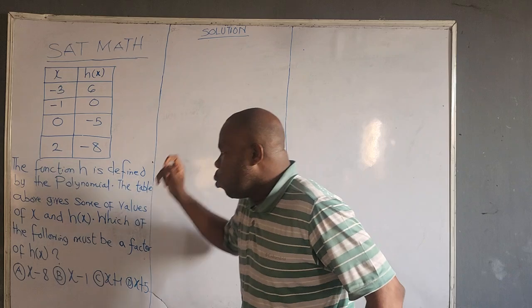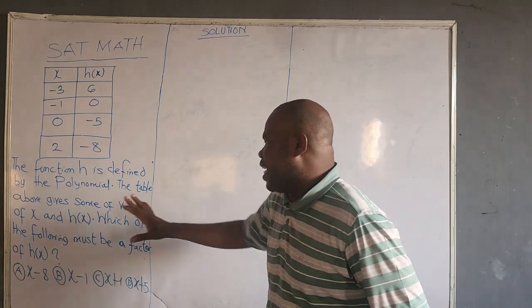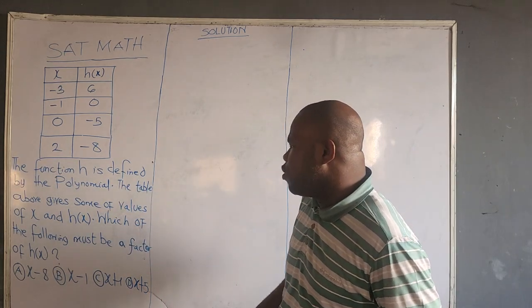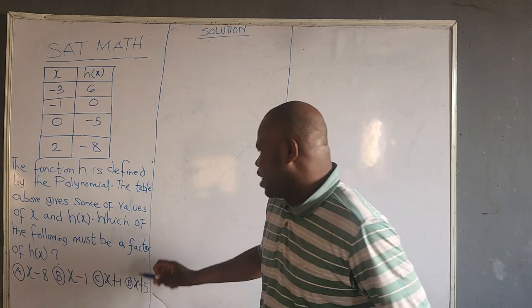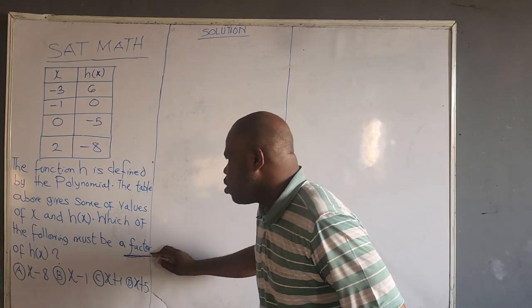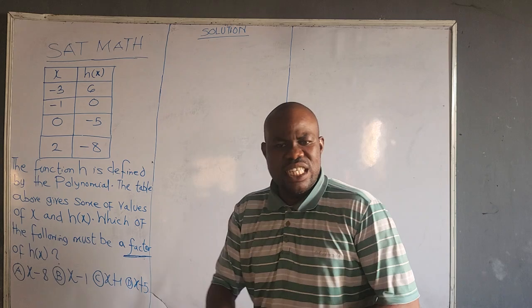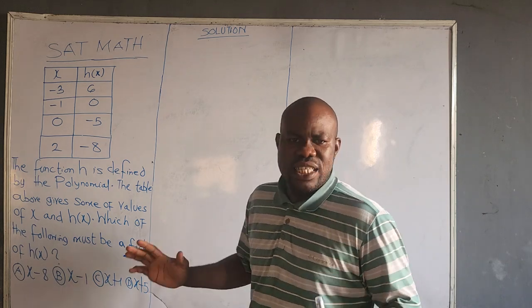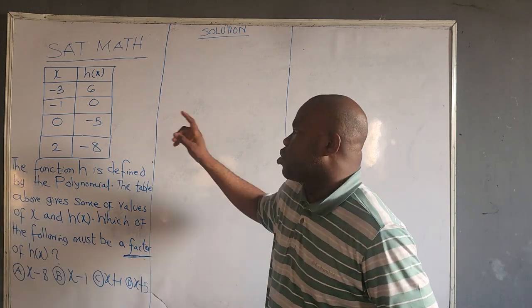Now, we need to understand something about polynomials. The key point here is that the answer must be a factor. This is the key word here: a factor. A factor of a polynomial. So now, what is a factor of a polynomial? That's the key thing you need to understand to be able to solve the question.